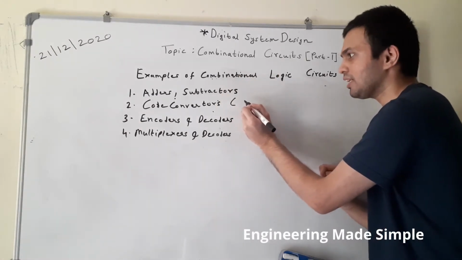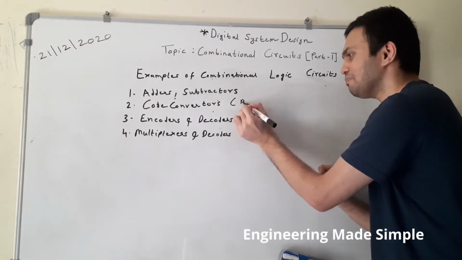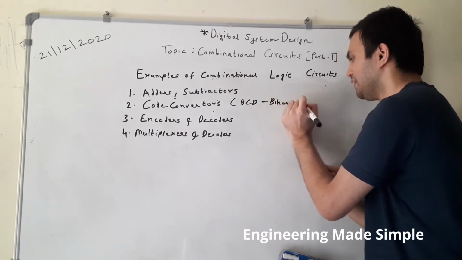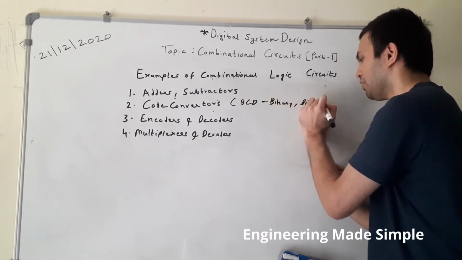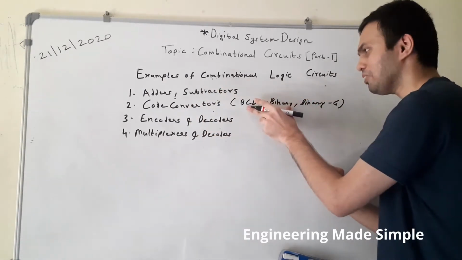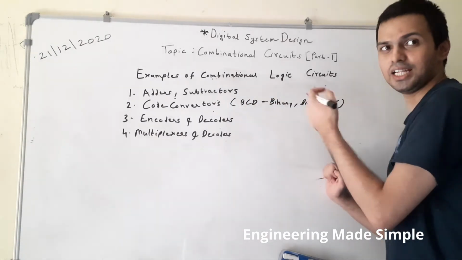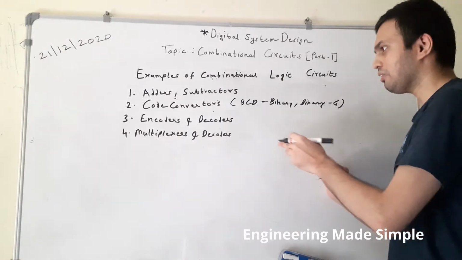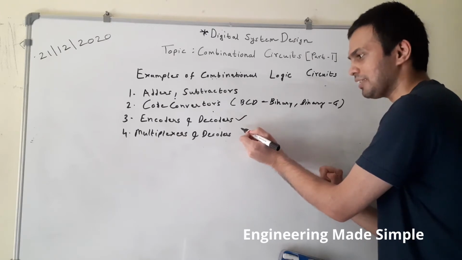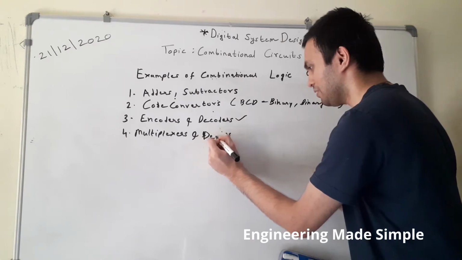Like when we were studying number systems and codes, we studied some conversions, that is BCD to binary, or binary to gray, or gray to binary. So basically these code converter circuits perform this particular function, that is conversion of BCD to binary or binary to gray, and many other codes are also available. We will discuss a few of those circuits, then encoders and decoders, and the last one is multiplexer and demultiplexer, which we will also discuss in detail.